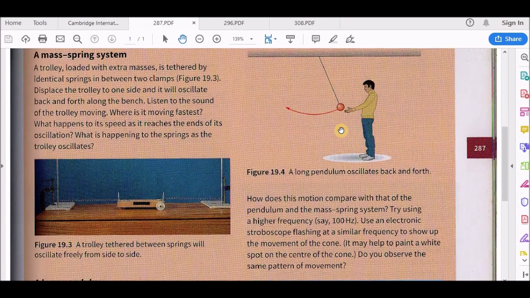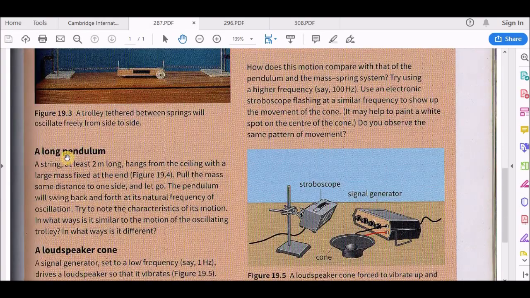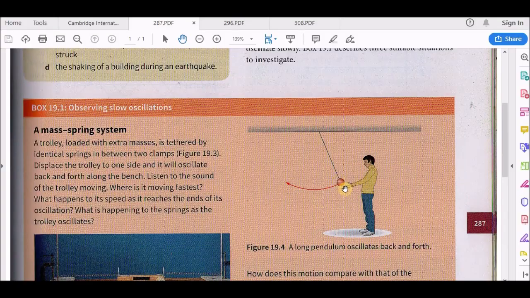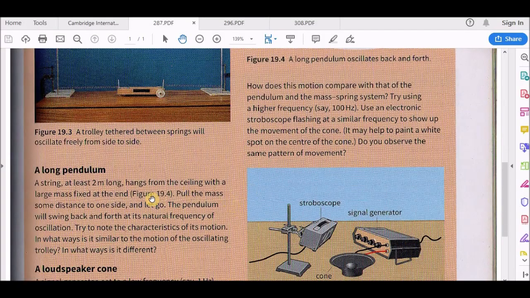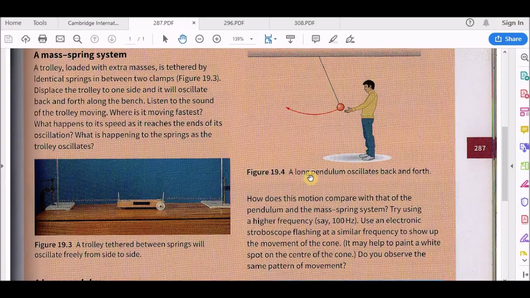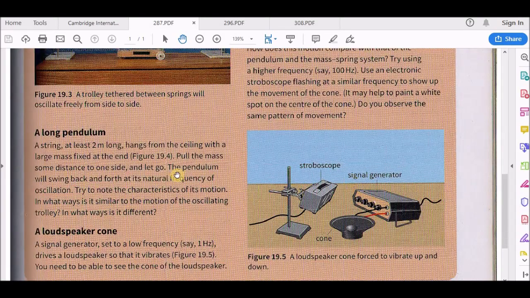So here is another example. A long pendulum, at least 2 meters long, hangs from the ceiling with a large mass fixed at the end. Figure 19.4. A long pendulum oscillates back and forth. Pull the mass some distance to one side and let go. The pendulum will swing back and forth at its natural frequency of oscillation.